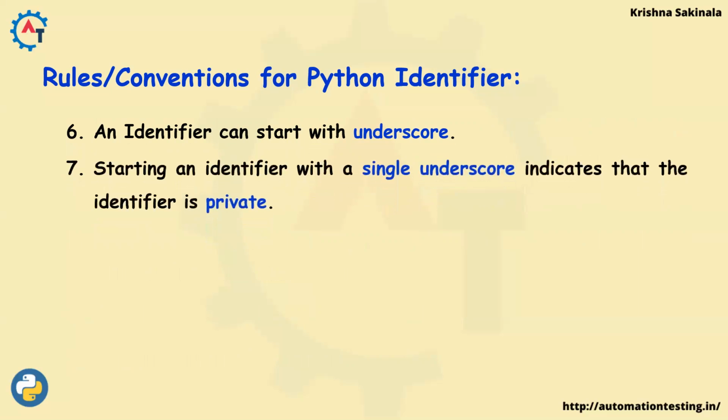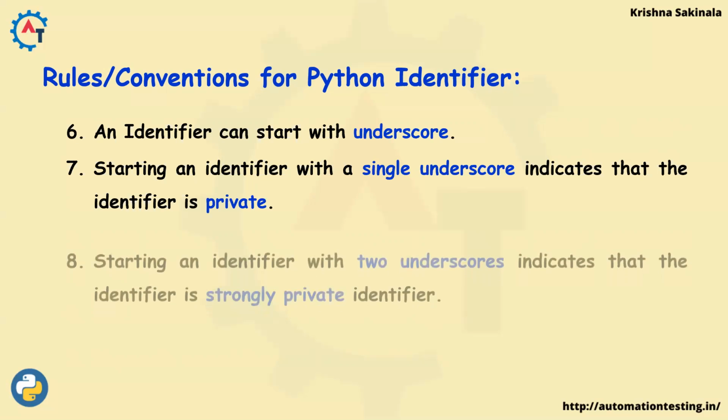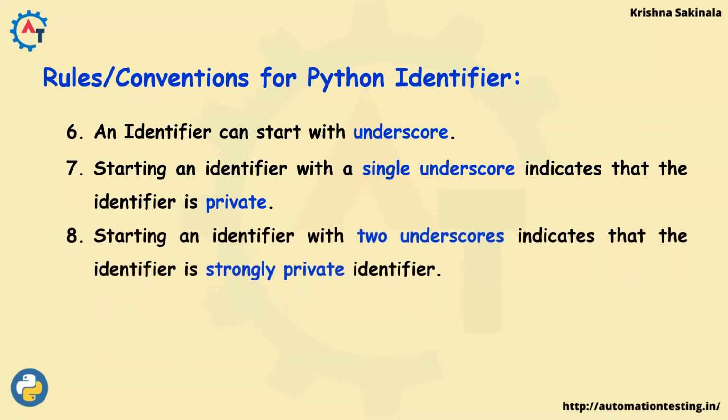Starting an identifier with a single underscore indicates that the identifier is private. So what is private and all these things we'll discuss later. Starting an identifier with two underscores indicates that the identifier is a strongly private identifier. So we can start with a single underscore and a double underscore also. Both are possible in Python.